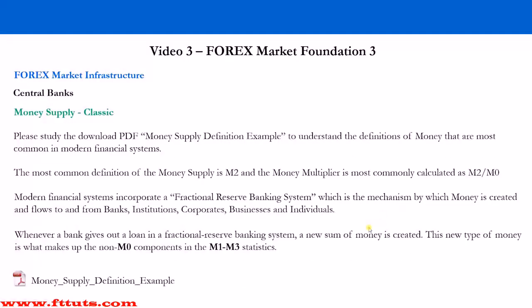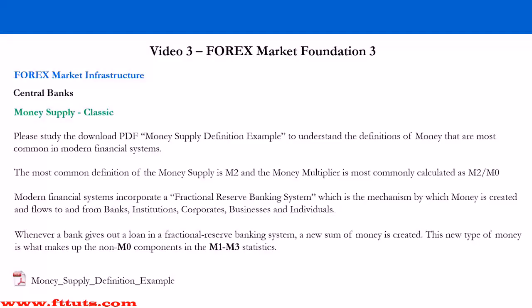So central banks can directly intervene. The classic way they intervene in most floating and or managed floating regimes is actually through classic money supply. So what we have for you in the download section is a full definition in the PDF called Money Supply Definition Example. A full example and definition of what money supply actually is. So it would be good if you went to the download section of this video, downloaded that PDF, and really learnt the definitions of money itself, definitions that are the most common used in modern financial systems.